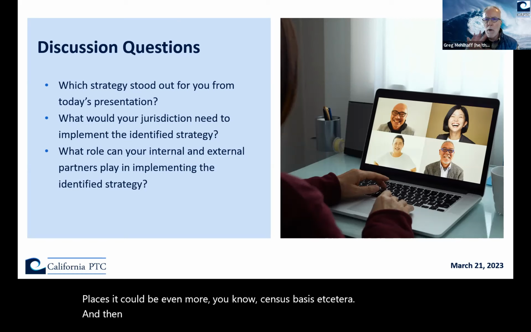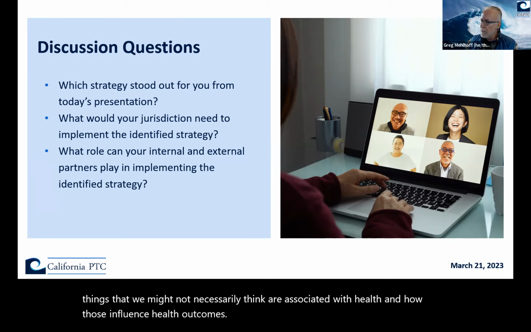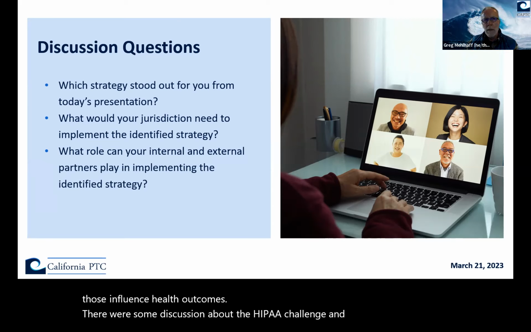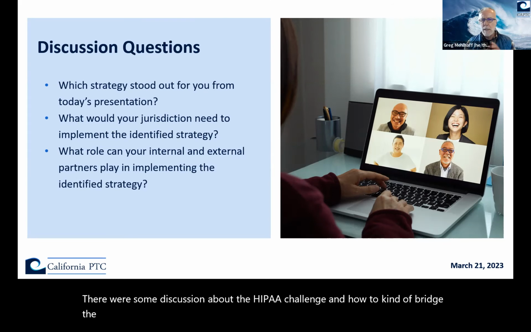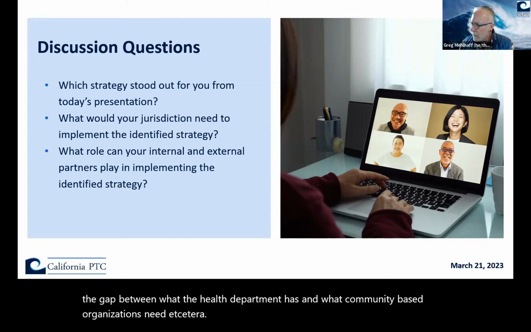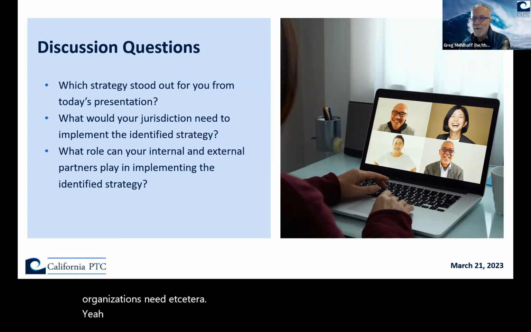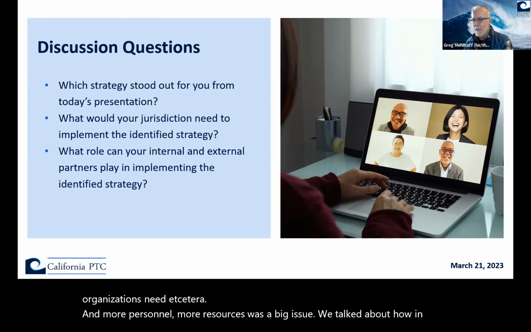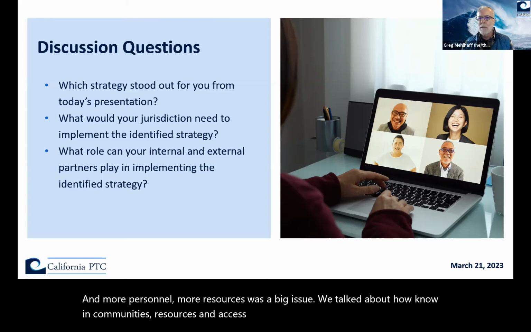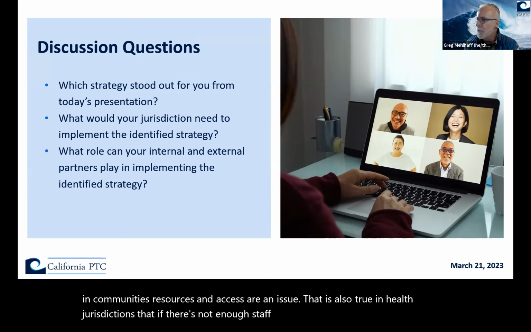And then just looking at how all the different things combine, and thinking of the things that we might not necessarily think are associated with health and how those influence health outcomes. There was some discussion about the HIPAA challenge and how to bridge the gap between what the health department has and what community-based organizations need, et cetera. And more personnel, more resources was a big issue. We talked about how, in communities, resources and access are an issue. That is also true in health jurisdictions, that if there's not enough staff, you can't necessarily do things well.